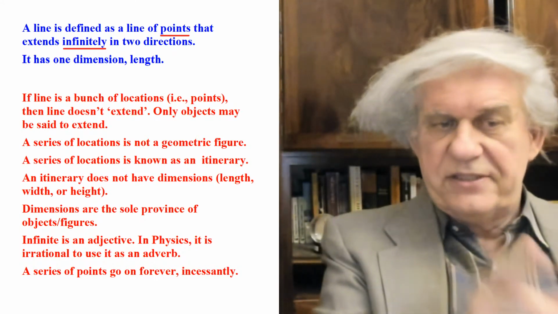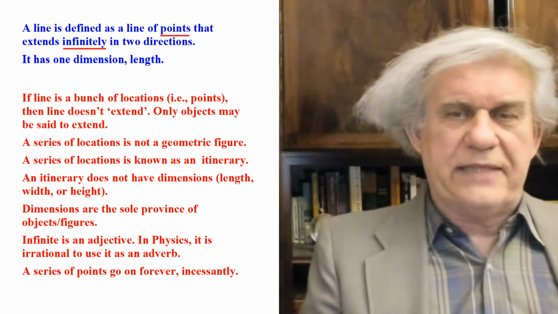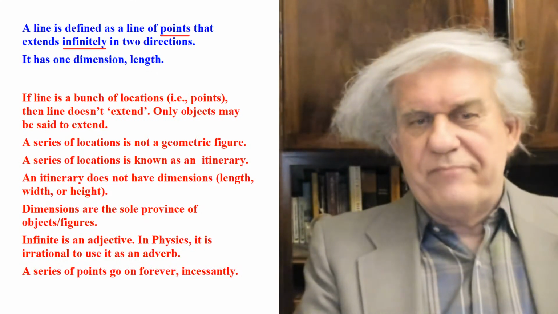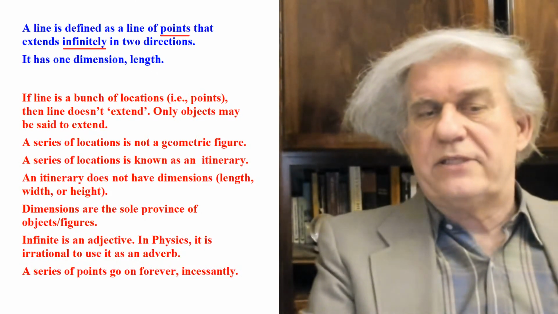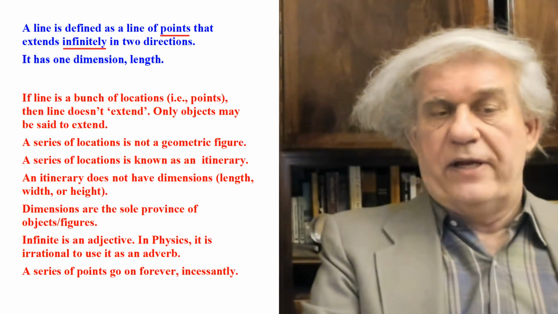No, what he meant is something else. A series of points go on forever, incessantly. You have to use an adverb. You can't use an adjective that you force. What's the difference between infinite and incessant? Well, infinite is referring to an object. You can say, assuming that an object is infinite, which is a contradiction because all objects are finite. But you can apply it to the word object because it's an adjective. You can say this object is infinite, meaning that it extends forever, in other words, it occupies the whole universe and beyond. You can use it in that sense, and that would be irrational because all objects are finite.